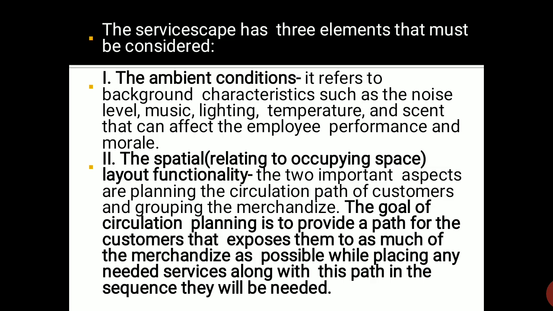The servicescape has three elements that must be considered. That means if I am a service renderer, suppose I am going to open a hotel, then in that hotel what things should I keep in mind? Because I am providing service, three things should be kept in mind, and then my whole arrangement should be there. Number one is the ambient location or ambient conditions.